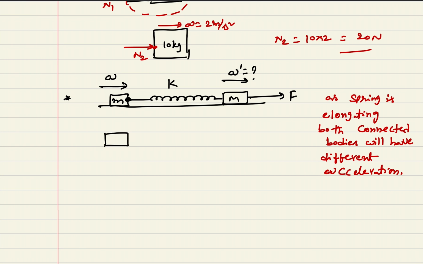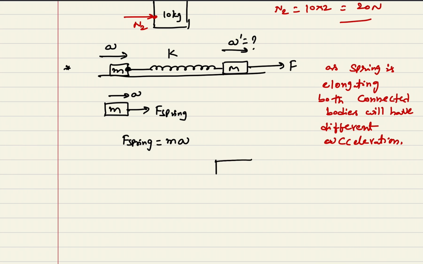We can see here. First, the small m body is there, and here the spring force will be acting to the right side. Moving with acceleration A, we can write F spring as mass m into acceleration A. Similarly, if I take the capital M block, on capital M block there is a force F, and on the left side a spring force will be acting. You can see here the spring force is acting like this, and the other force on the body is on the left side. Okay, now we can see the direction of this is A dash.